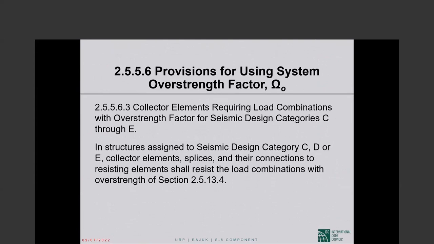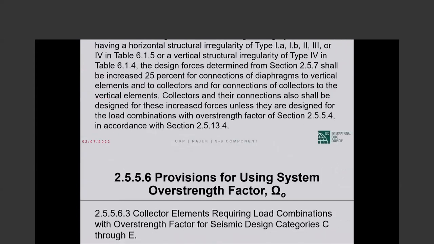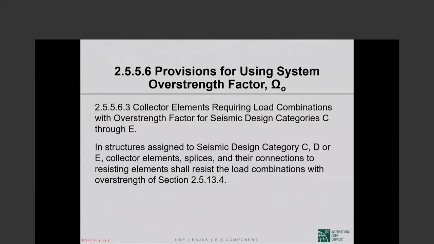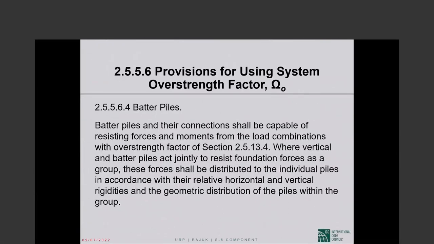Actually, this is much more so. This section, 2.5, I will discuss later, and when I do, I will refer back to the section of BNBC. I will tell you that this is what I kind of skipped. This tells you to design the collector elements using load combinations with overstrain factor.